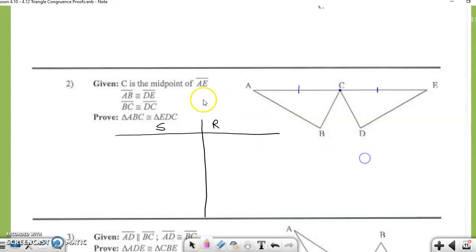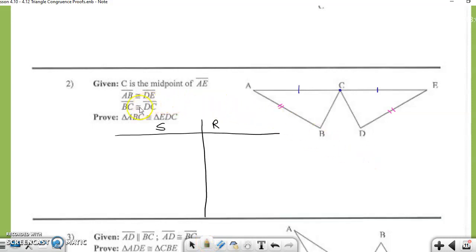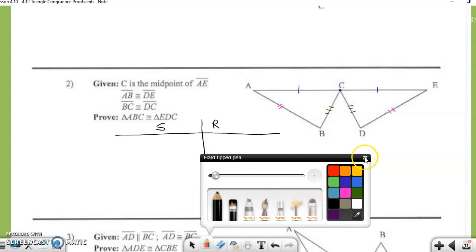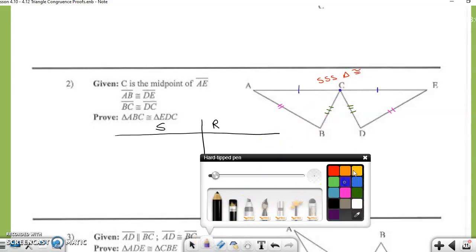Then I've been given that AB is congruent to DE. So AB, DE. The notation will help me visualize what I will use for congruency. BC is congruent to DC. Well, then when I look at all my notation, I see that I have side, side, side triangle congruency. Now that I know how I'm going to prove it, I'm ready to start my proof.